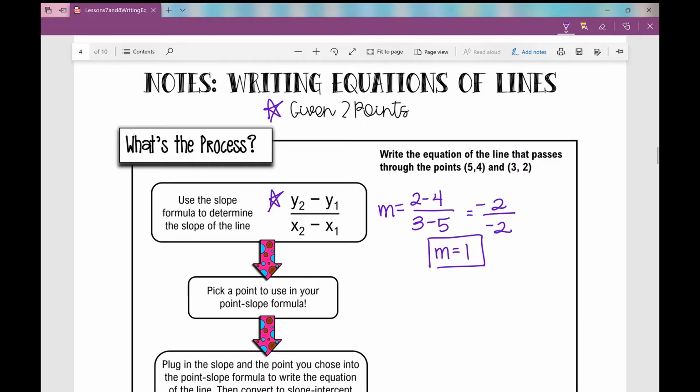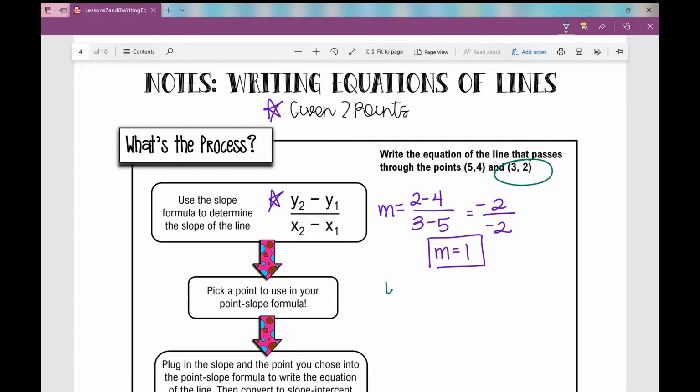The second step says, pick a point to use in your point slope formula, because yesterday we were able to write the equation of a line when we're given a point and the slope. So now we're given the slope and 2 points. We'll just pick 1 point. I'm going to pick the one that has the smallest numbers, 3 and 2.